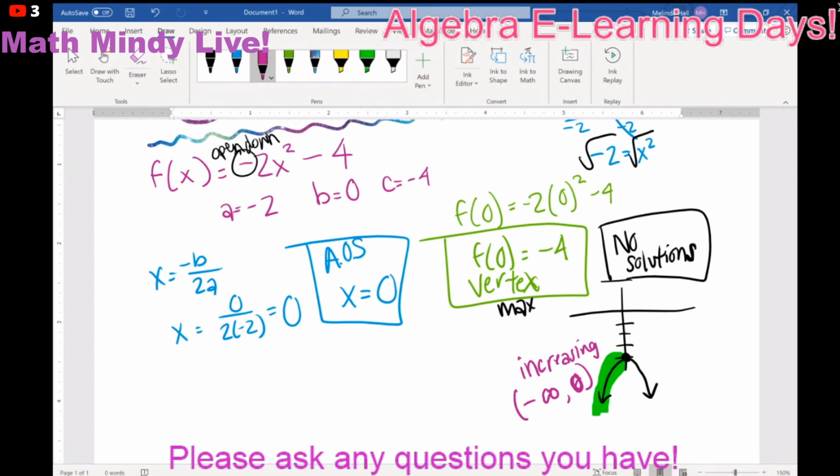Because you're looking at your x values. And so this graph would go forever to the left, which would be negative infinity, and then it stops at 0 before it starts to decrease on the right side because that graph's going down. And so this graph would be decreasing from 0 to positive infinity because it would just keep going forever and ever.